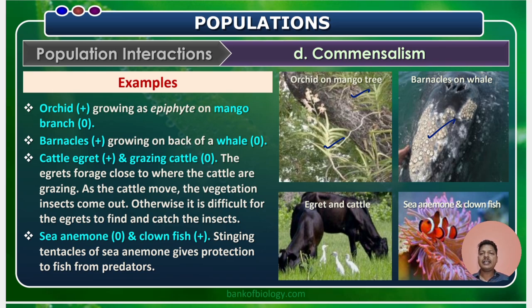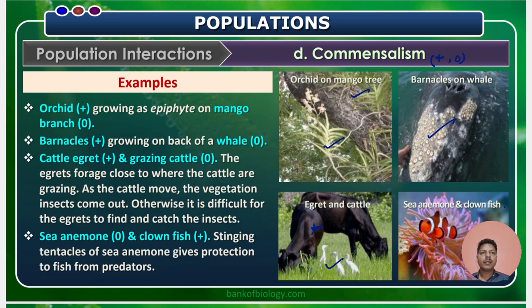Cattle egret and grazing cattle. The egret forages close to where the cattle are grazing. As the cattle move, the vegetation insects come out. Otherwise, it is difficult for the egret to find and catch the insects. So, there is no harm to the cattle, but the cattle egret gets the insects. So, in commensalism, one is benefited, the other is not harmed.